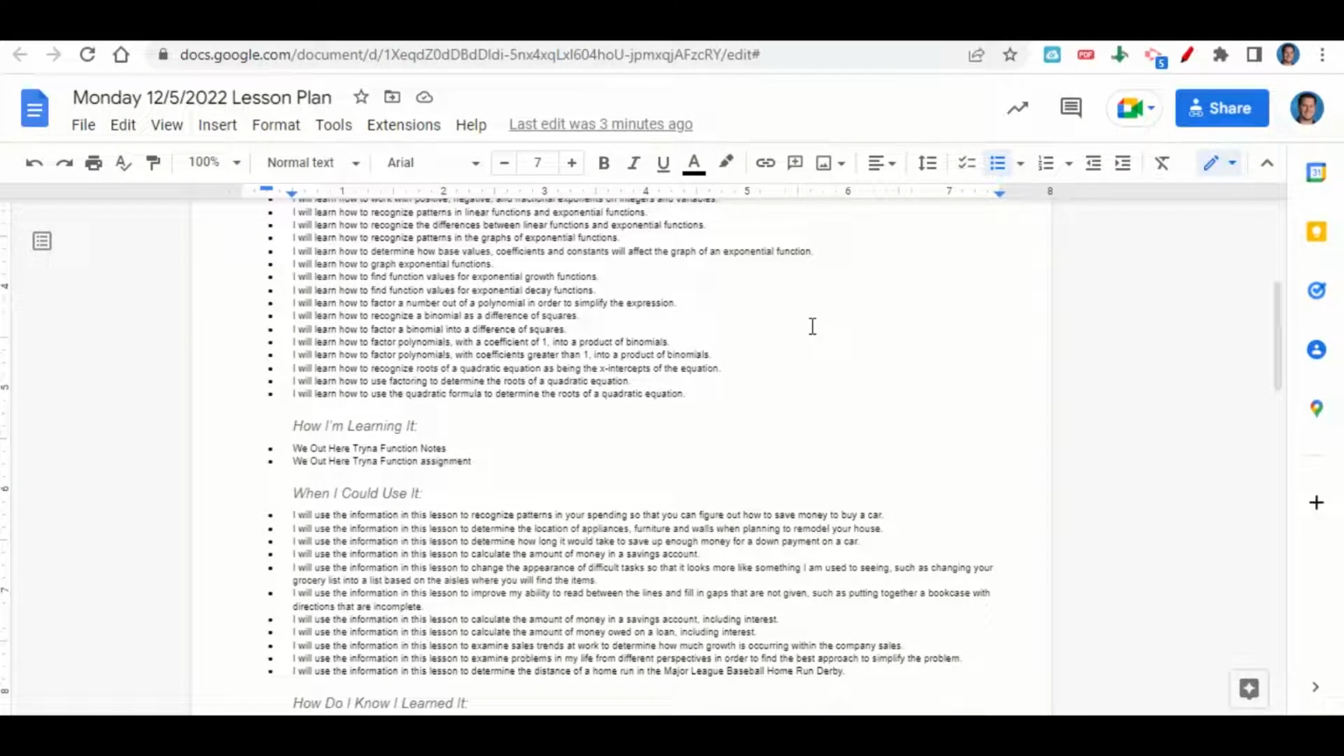to recognize roots of a quadratic equation as being the x-intercepts of the equation, to use factoring to determine the roots of a quadratic equation, and to use the quadratic formula to determine the roots of a quadratic equation.